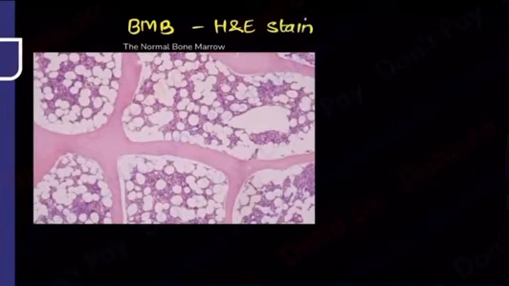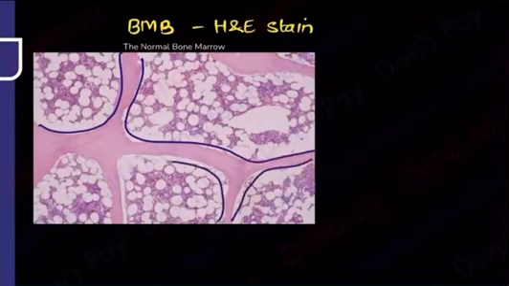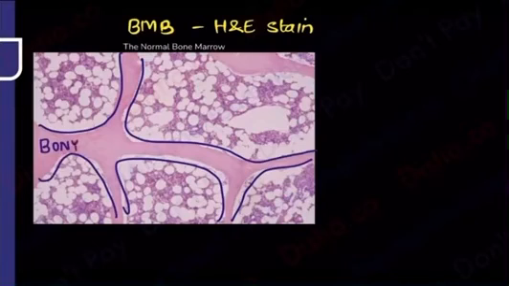Let's label the parts of it. Bone, marrow. So look at the bone and then look at the marrow. When I talk about bone, I can see these pink lines going everywhere, and these pink lines are referred to as the bony trabeculae. So this is the bony part of it. The bony part I have understood. This is the bony trabeculae.